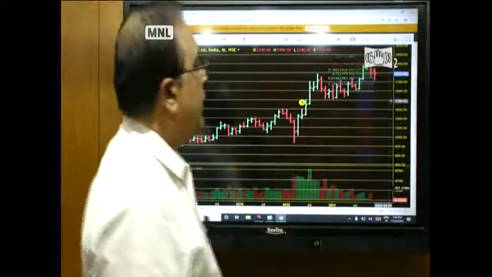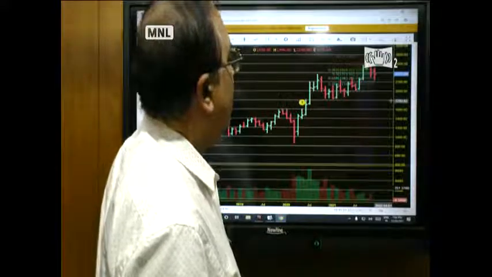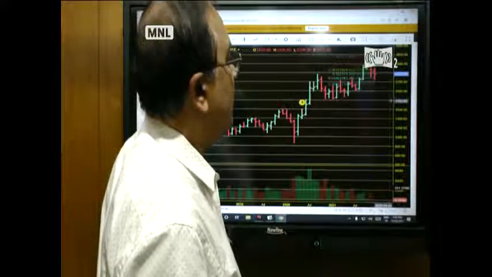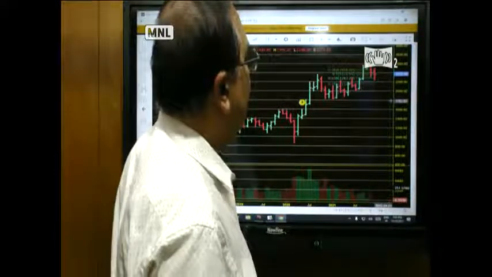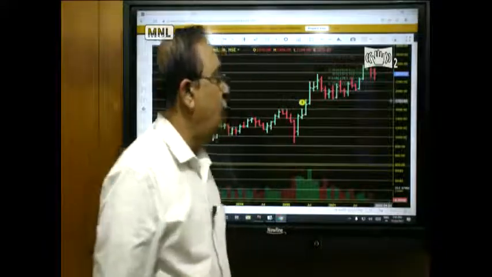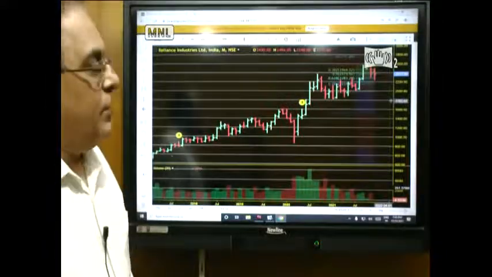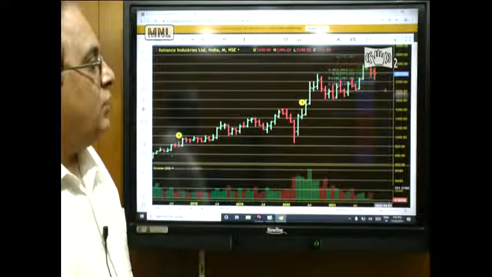So 61.8% has come, which is 2283. Any further fall should hold about 2154, 2150 as far as the Fibonacci chart is concerned. Since it has come up below 2283, there's a chance that it could have some resistance close to 2373. So the first area of resistance as far as Reliance is concerned is 2373.